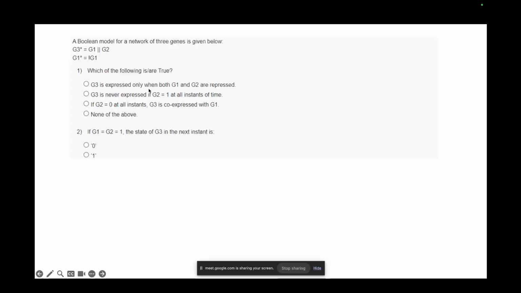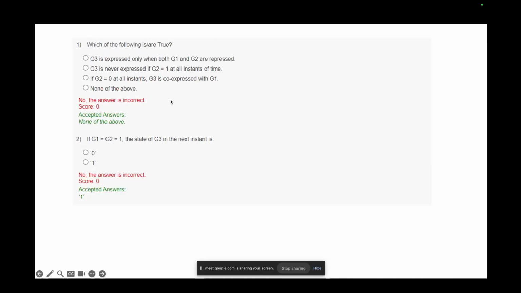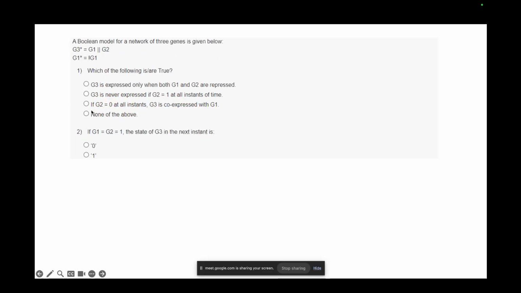G3 is expressed when both G1 and G2 are repressed. That is not true. Either of them has to be expressed to get G3 expressed. G3 is never expressed if G2 equal to 1 at all instants of time. Which is not the case. If G2 equal to 0 at all instants, G3 is expressed with G1. No, but G1 has to be expressed for G3 to be expressed. So none of the above is the answer for this.